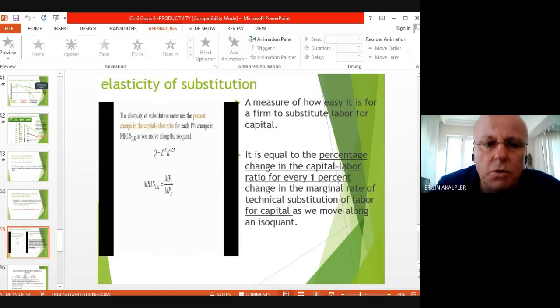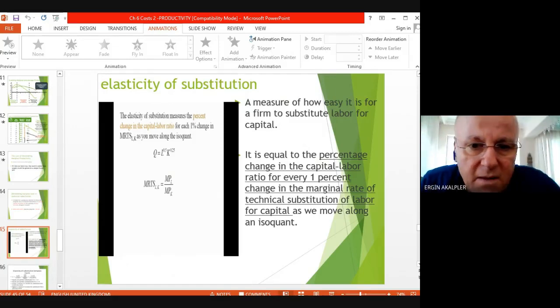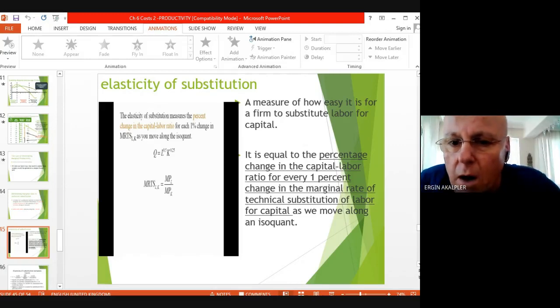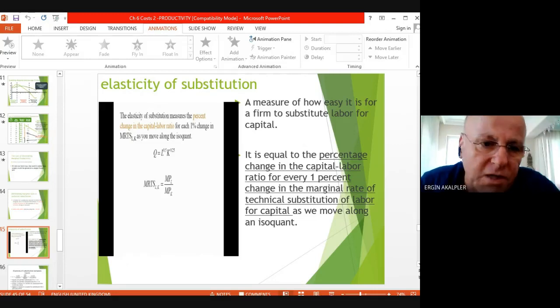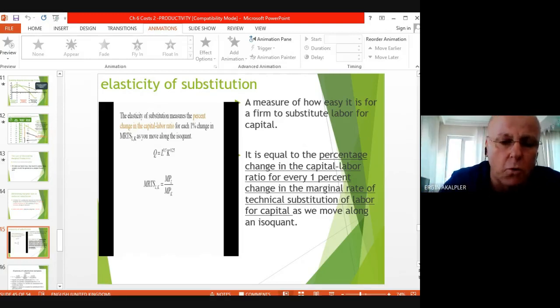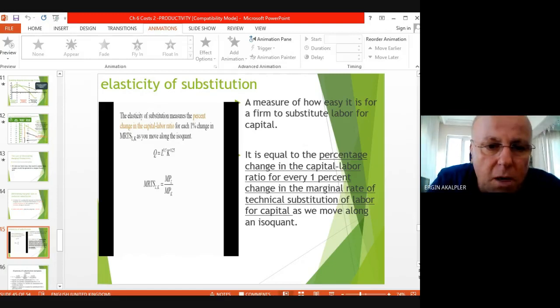The elasticity of substitution is, of course, becoming a very important problem in this given scenario. A measure of how easy it is for a firm to substitute labor for capital becomes the question. Therefore, it is equal to the percentage change in the capital to labor ratio for every percentage change in the marginal rate of technical substitution of labor for capital as we move along an isoquant curve. The elasticity of substitution measures the percentage change in the capital labor ratio for each 1% change in the marginal rate of technical substitution of labor for capital as you move along the isoquant curve.